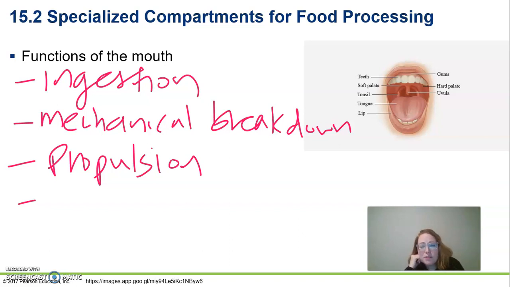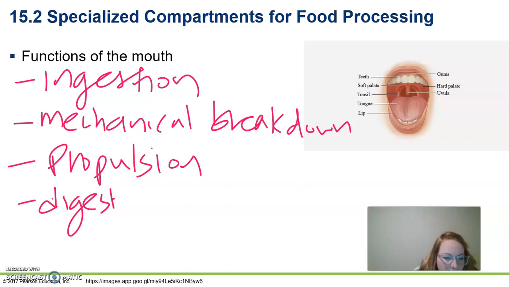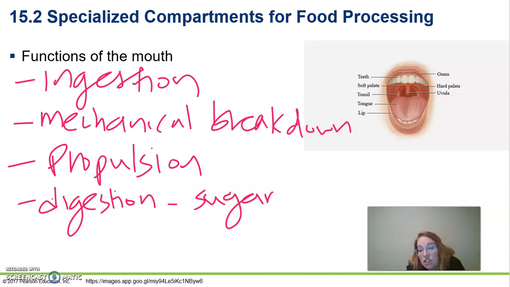Absorption, you can absorb some drugs, like tobacco, nicotine can be absorbed there. But for the most part, we're not going to do a lot of absorption. You will have salivary amylase that helps break down sugars. So you're going to actually start digestion of sugars in your mouth. And then defecation, nope, not here. So let's look more in depth at the mouth and how we do these.